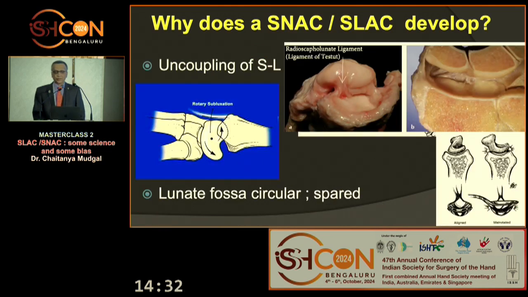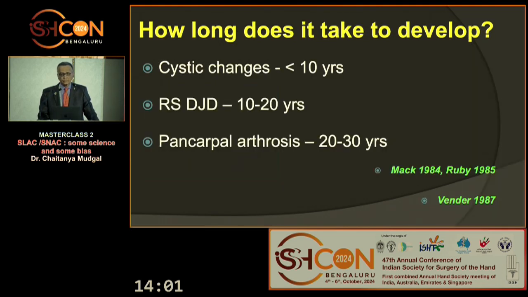So why does a SNAC or SLAC develop? We know that the arc of curvature or the rotation of the radius and the scaphoid are different. So naturally, when there's uncoupling of the scaphoid and the lunate, the two curved surfaces don't match, and there's dorsal translation of the scaphoid, leading to edge loading, as shown here with these two spoons on the right-hand side picture, and causing a progressive, predictable, and irreversible change in the articular cartilage, which happens over a period of time, as we'll see. How long does it take?